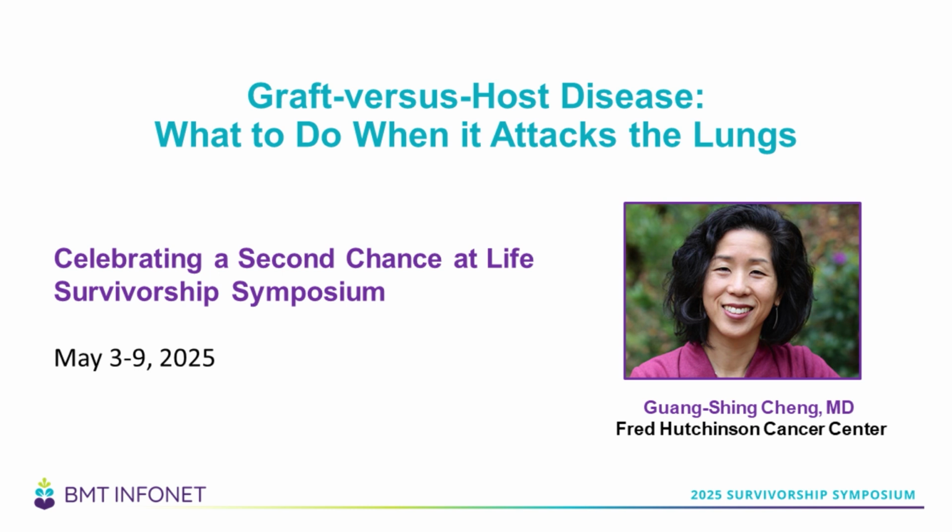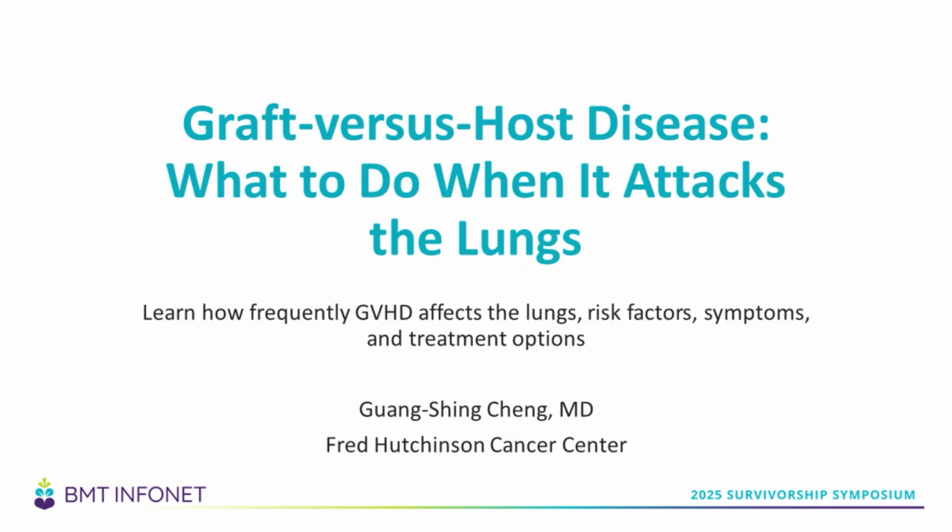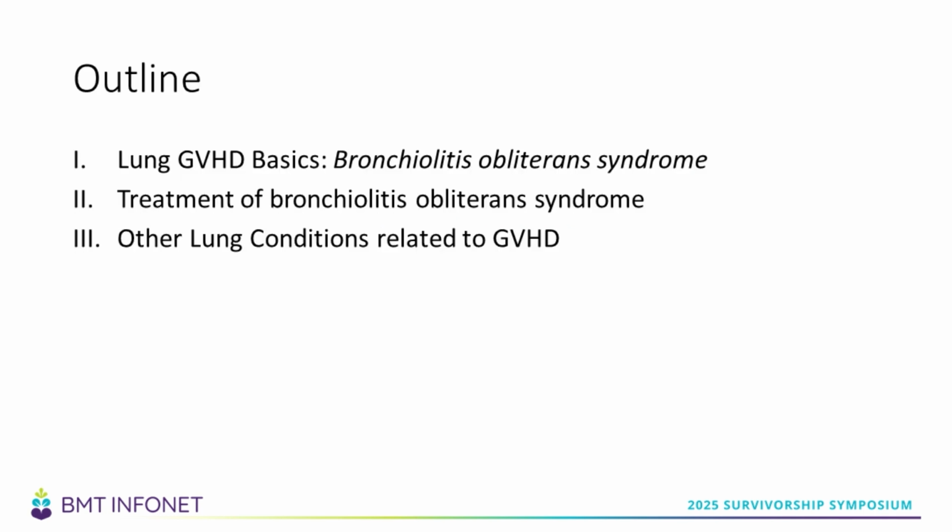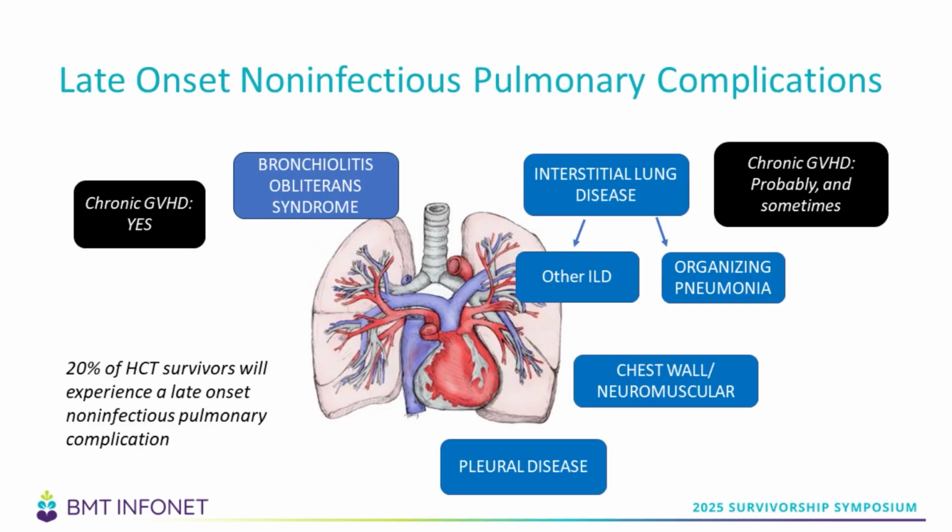Thank you so much, Jordan, for that introduction. So we're going to talk about GVHD of the lung today. Basically, I'm going to review the basic knowledge of BOS, or bronchiolitis obliterans syndrome, which is a manifestation of GVHD of the lung. We'll talk about treatment of BOS, and then also review some other lung conditions that are probably related to graft-versus-host disease.